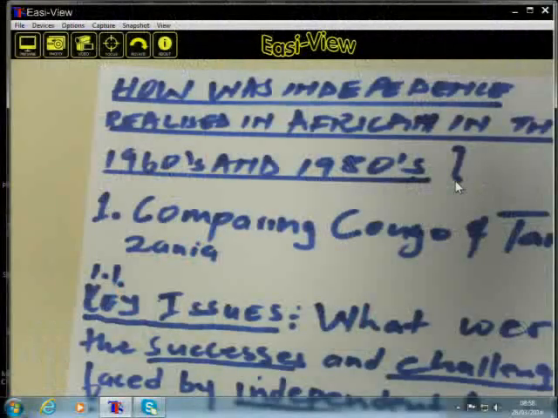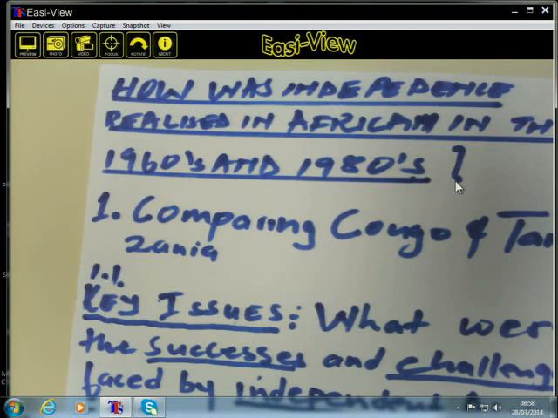Today, our key focus, our content, is based on history, and the key focus will be on how independence was realized in Africa in the 1960s and the 1980s. That's where we are going to focus right now as we start. How was independence realized in Africa in the 1960s and 1980s?